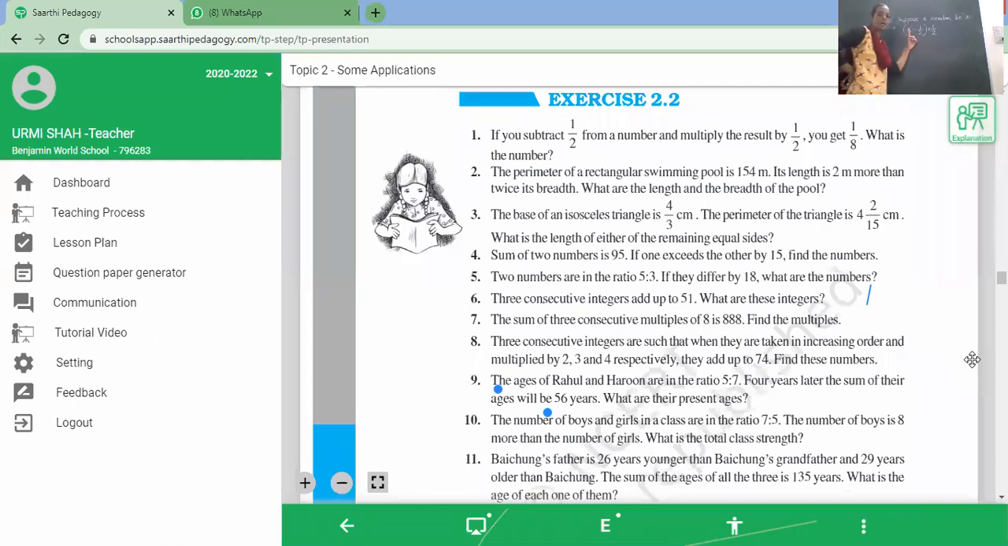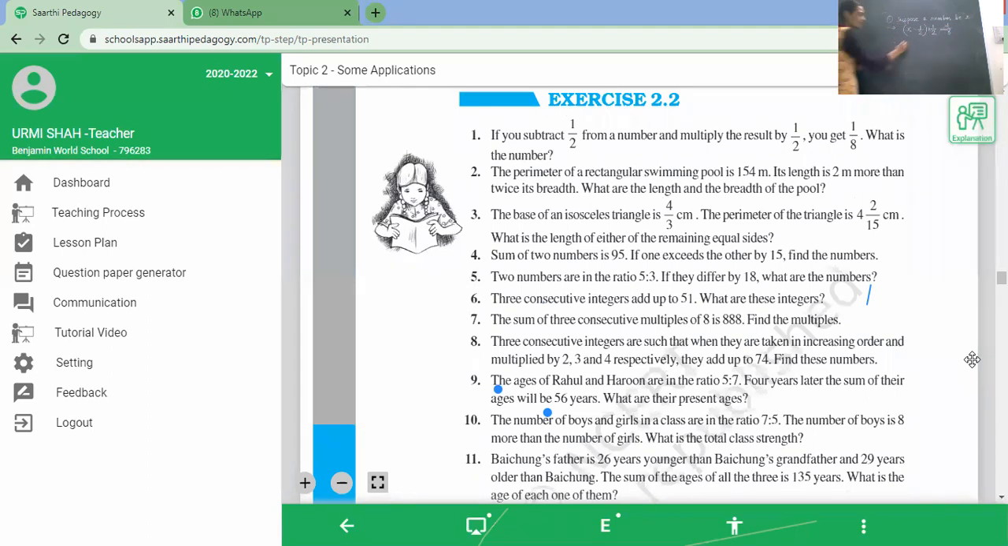1/2 is subtracted from a number and the result is multiplied by 1/2. You will get 1/8, so it is equal to the given 1/8. This is the linear equation that we have made. Now we have to find the value of that number, that is x. So now let's start to solve.